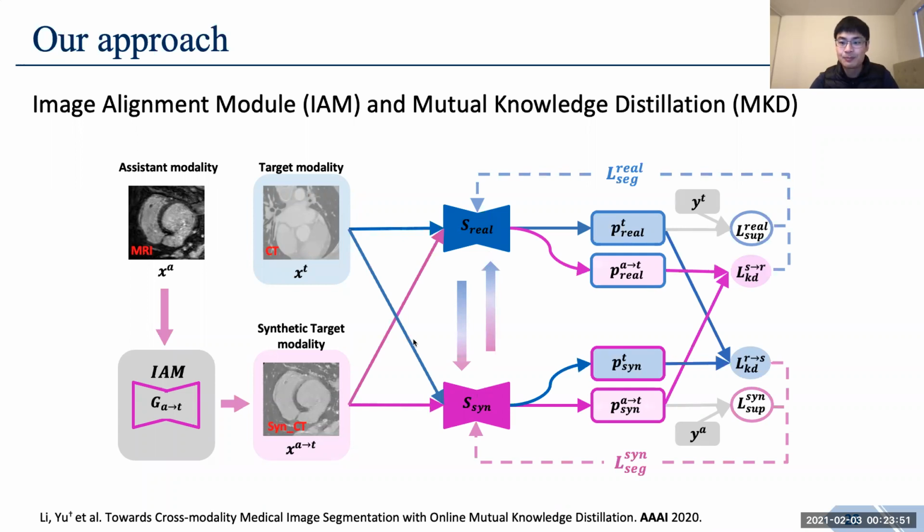Each network can utilize the knowledge or information from both different modality data. And in the testing phase, we feed the CT image into the two segmentation networks and use the ensemble of these two predictions as our final prediction.